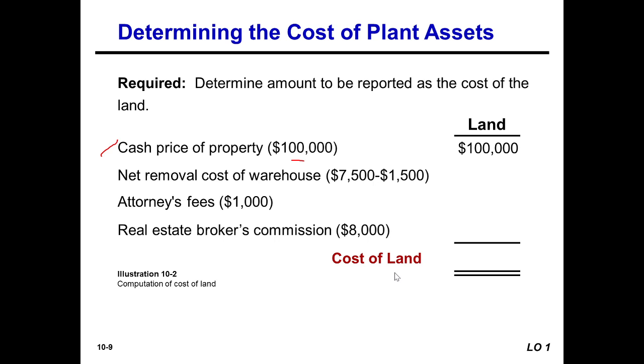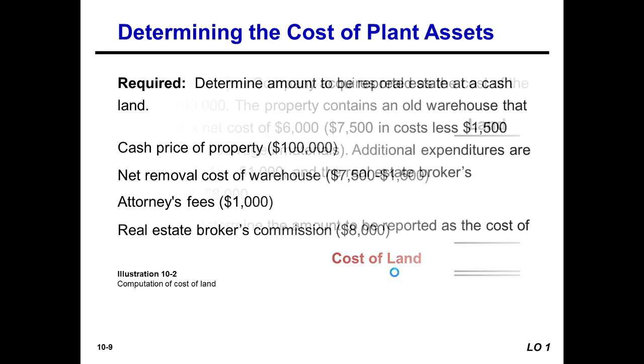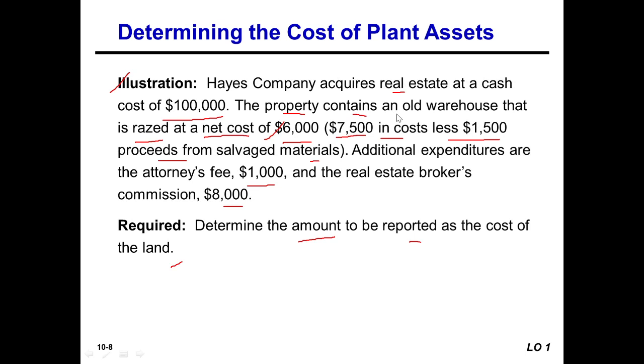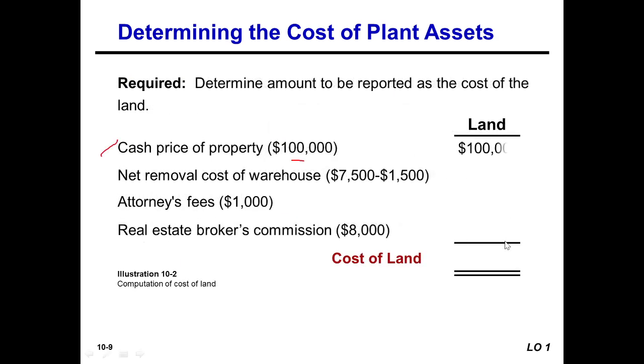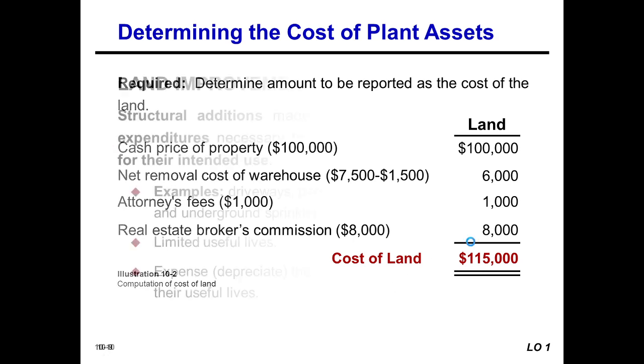Okay, so in this example, the real estate at a cash cost of 1 lakh, the property contains an old warehouse that is razed for 6,000, and then there are attorney's fees and broker's commission. So these four types of costs we have considered here. Move to next slide.